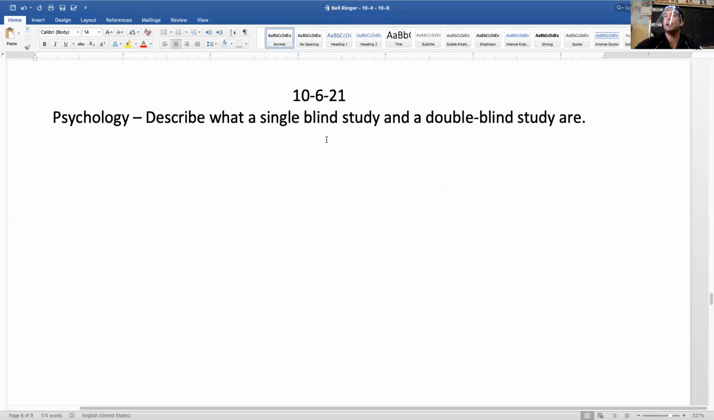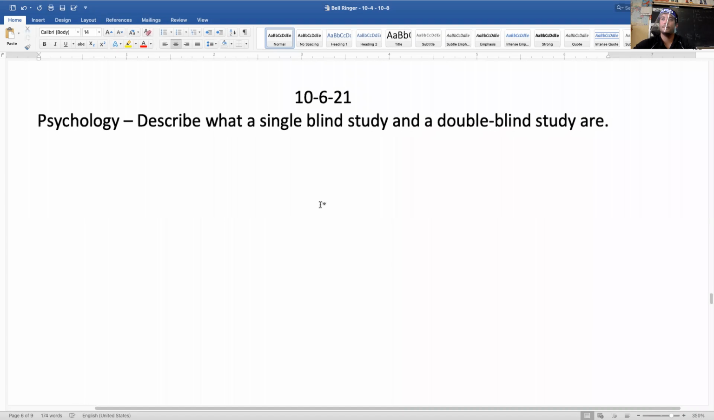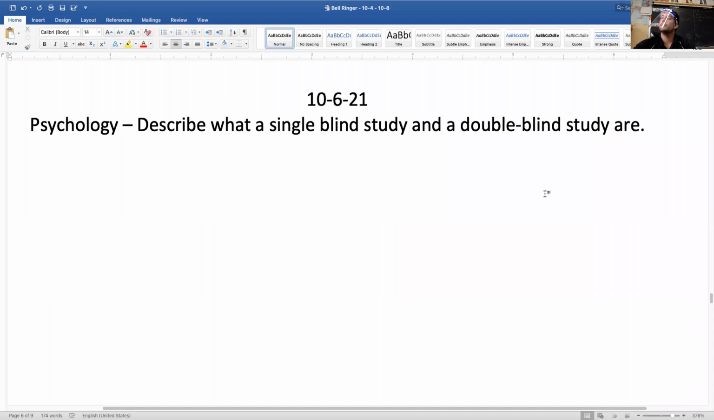Okay, so describe what a single blind study and a double blind study are. So what are they? We'll talk about a few of the other things we mentioned in class yesterday as well.